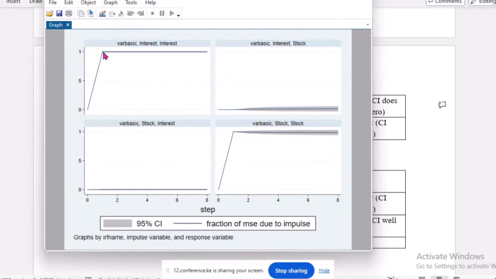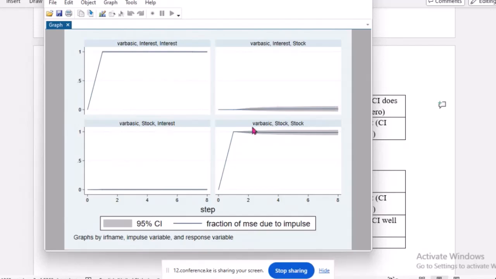Then, what about the forecast error of stock? How is it affected by interest rate? In the second graph, you can see it is quite low, around 0. So if we shock interest rate, the forecast error, the variance of stock, is very little, maybe around 0 point something, or 2 or 3%. So it is very low.